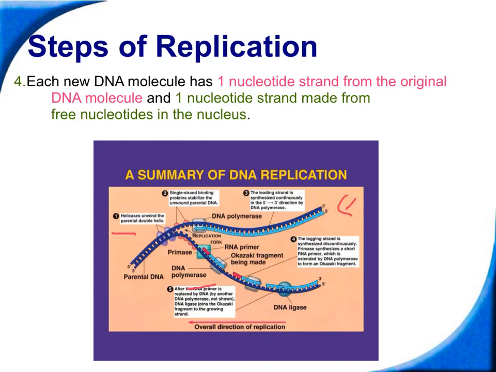But basically, what you need to take away from this is that when we are done, we have 2 exact copies of the DNA, and each one of those copies has an old piece from what we would call the parent, and then a new piece from what we had just made during replication.